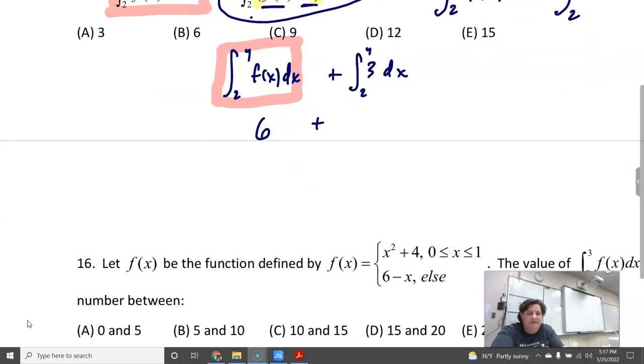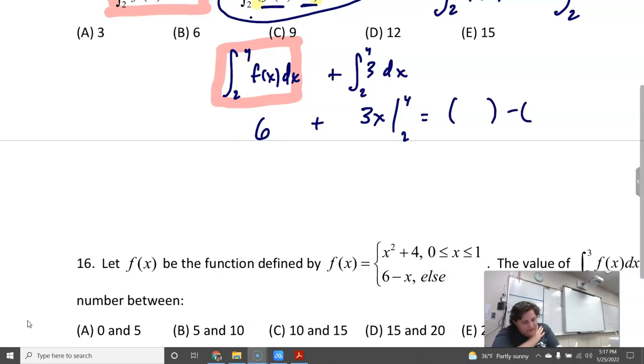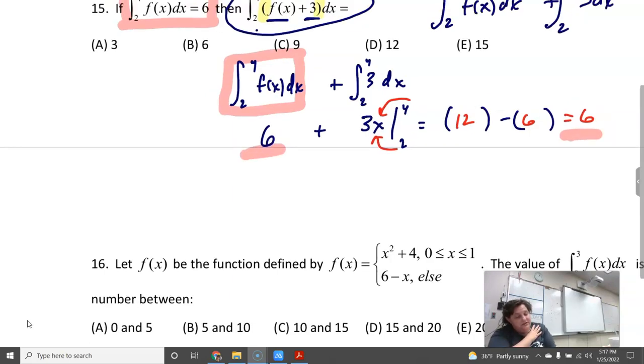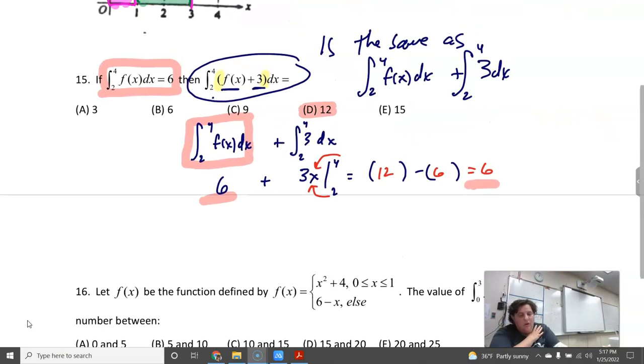That was not given to me, but I could figure it out because you guys know how to integrate 3, right? The integral of 3 is 3x because I'm going backwards, right? So the integral of 3 is 3x. I'm evaluating from 4 to 2. If I do top minus bottom, this is going to give me 12 minus 6. So this integral right here is 6, okay? Now look, that integral is 6, that integral is 6. So altogether, it's going to be 12. All right, so just if it adds a number right here, just make sure you integrate that number also.